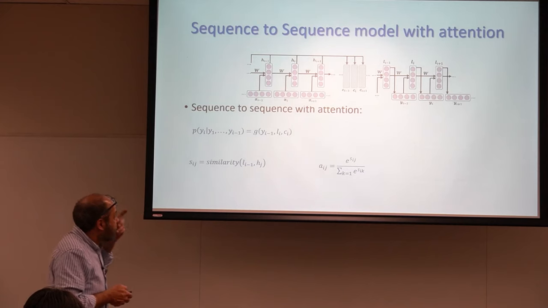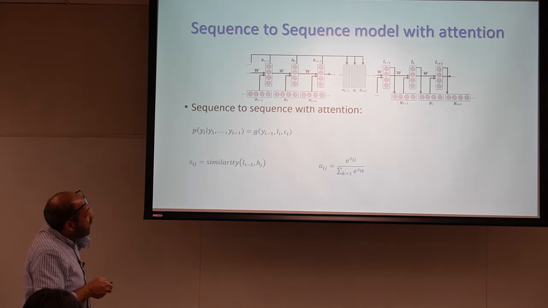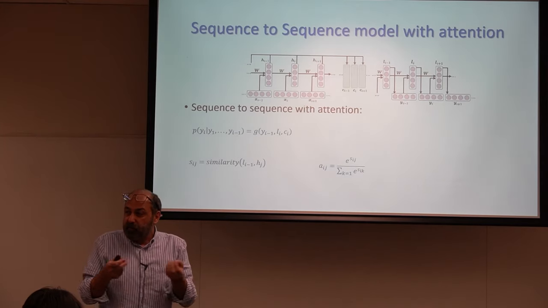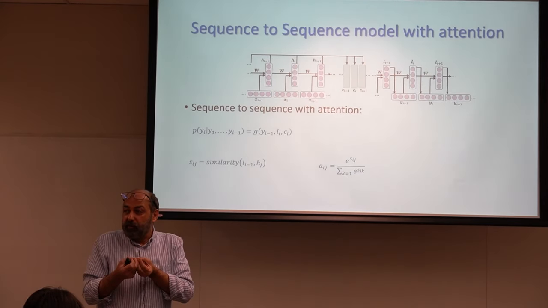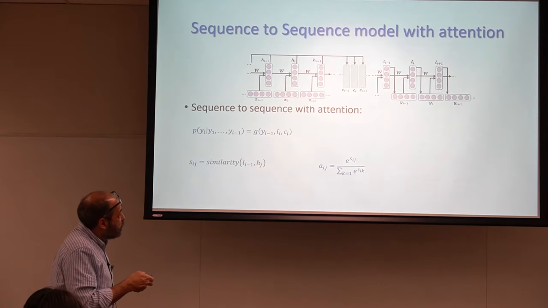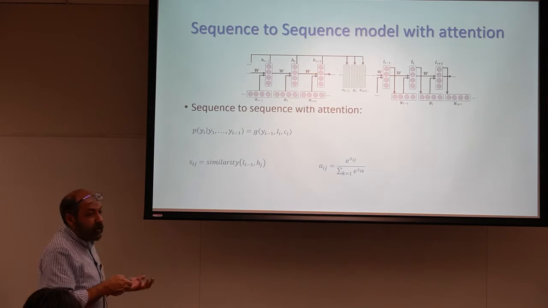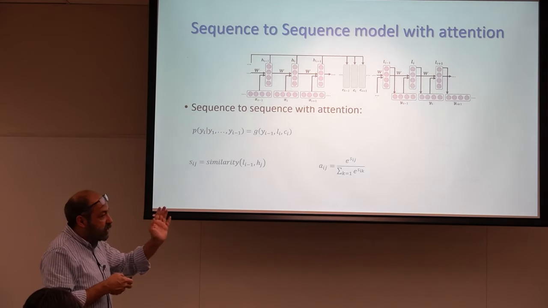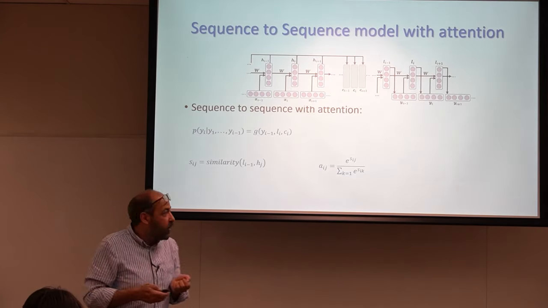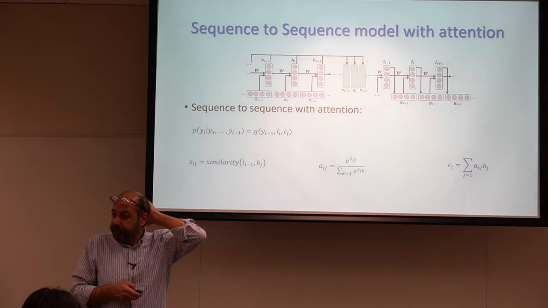If you want to see it precisely, you compute the similarity, and then you interpret the similarity as a sort of probability, a coefficient which sums to 1, and you do it through softmax. You compute these coefficients such that they are positive and they sum to 1. And then you compute the weighted sum of all of these hidden states. That's going to be your ci.